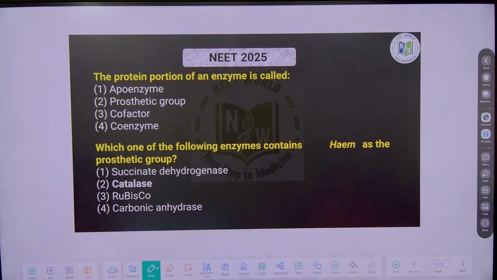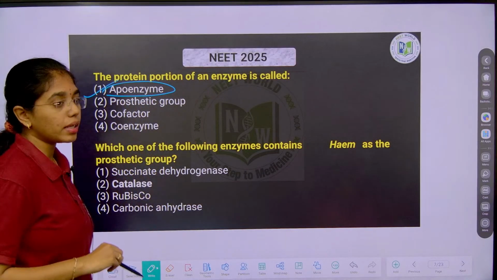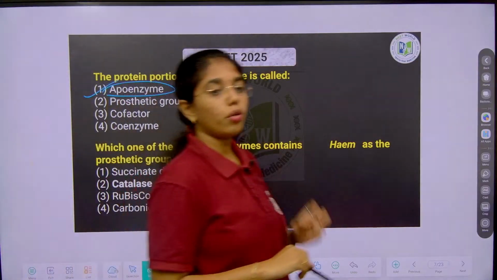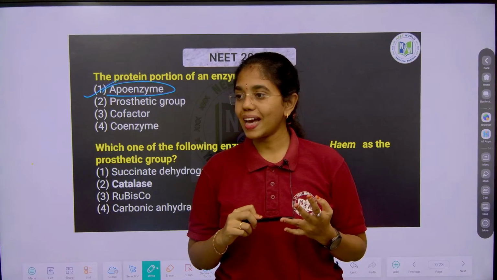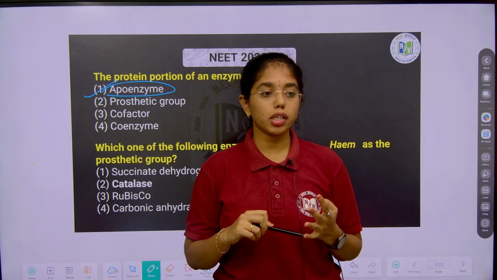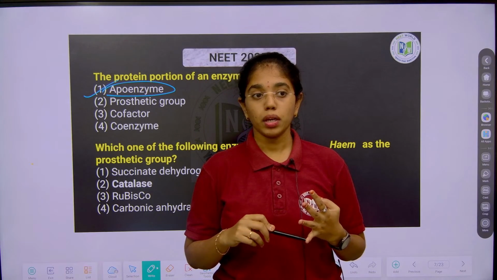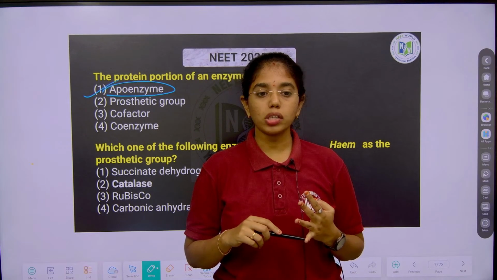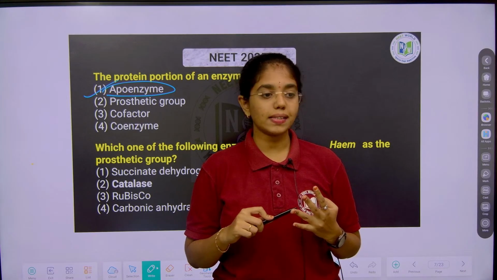The protein part of the enzyme is apoenzyme. The non-protein part is cofactor. Cofactor can be prosthetic group, coenzymes, or metal ions. Prosthetic group example, can you tell me? Heme group. For what enzyme? Peroxidase and catalase. And second is coenzyme.